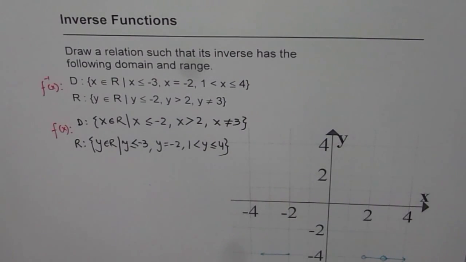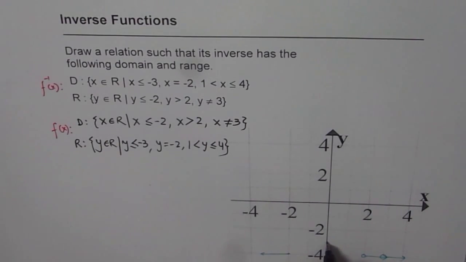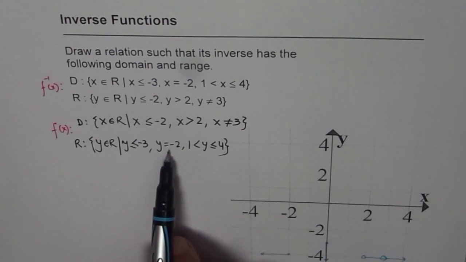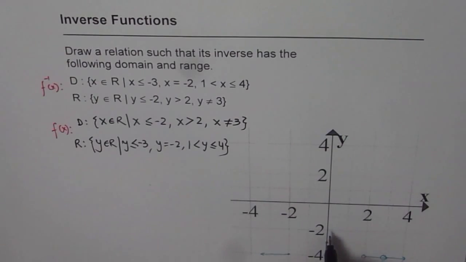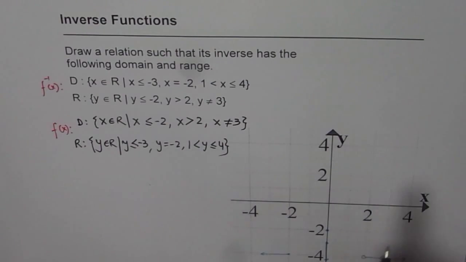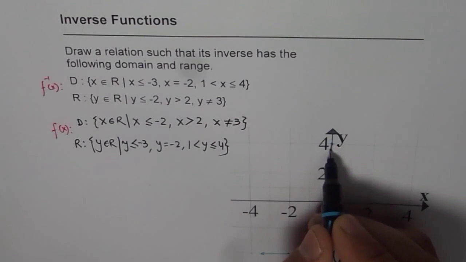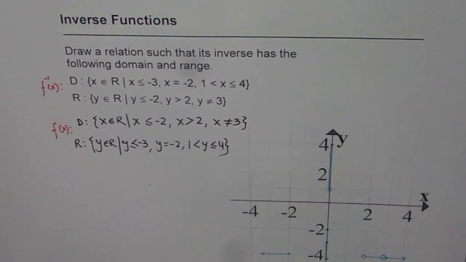As far as the range is concerned, range is y is less than equal to minus 3. So that means it should be below this part, correct? And y equals minus 2. Minus 2 should somehow be included. And y value should be between 1 and 4. Not including 1, but including 4, right? So that is the kind of range which we are looking for, right? So once we have a clear idea of domain and range, it's kind of easy to combine the two and sketch a graph, right? Now let's sketch a graph.